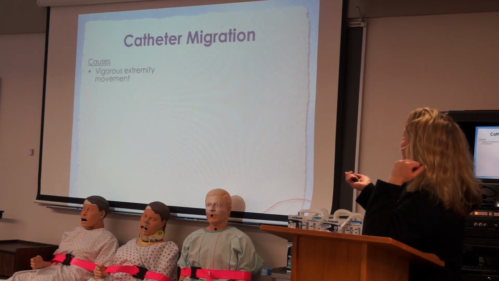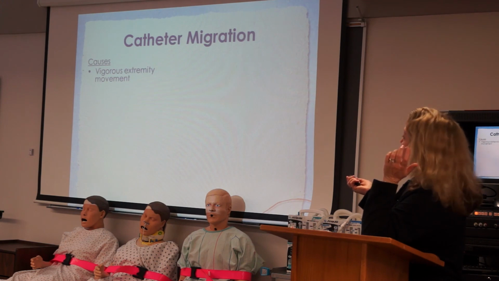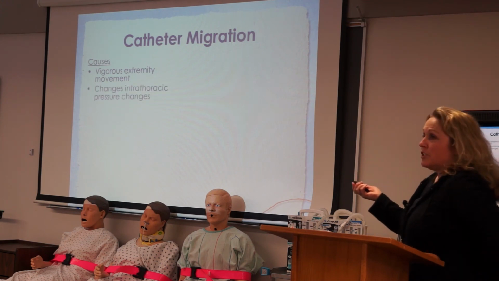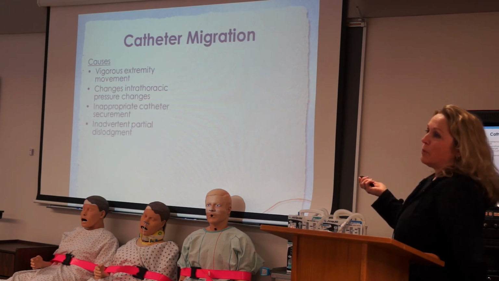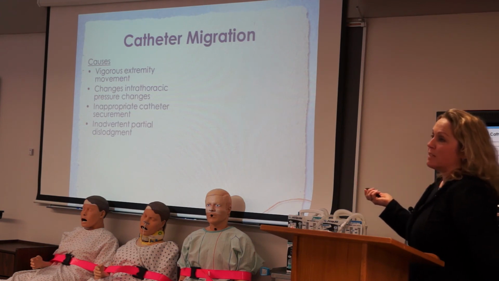So why does migration occur? Vigorous extremity movement. You got a patient who's doing aerobics in bed. Changes in the intrathoracic pressures. Securement has not been appropriate. Maybe the last person who changed the dressing didn't put an appropriate securement device on, or maybe it wasn't sutured in place and now it's migrated.